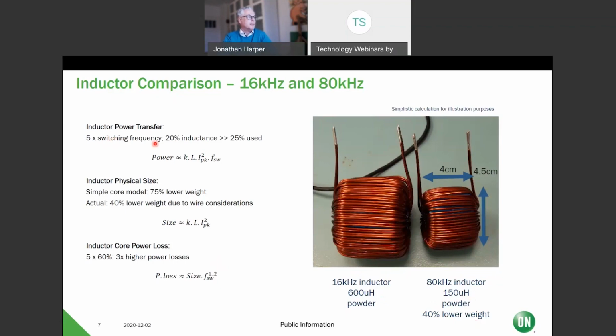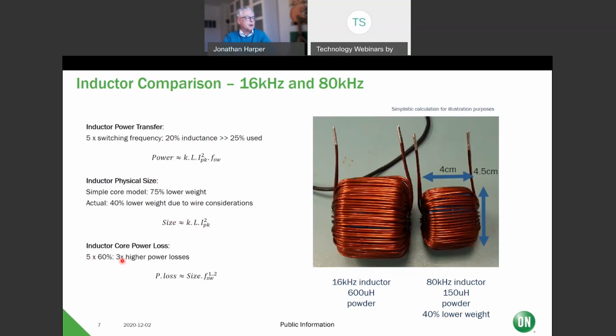If you go from 16 kilohertz to 80 kilohertz, that's a factor of 5 times the switching frequency. So you can keep the same power with 20% of the inductance. Here we chose to use 25% of the inductance. Obviously, there are other factors involved there. The weight of this is obviously lower. You can see pretty clearly it's 40% lower weight.